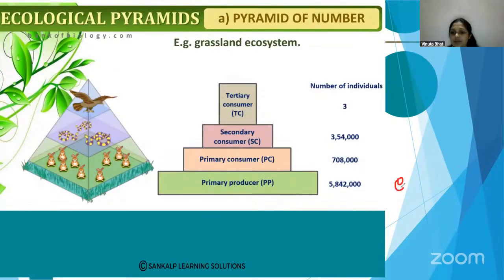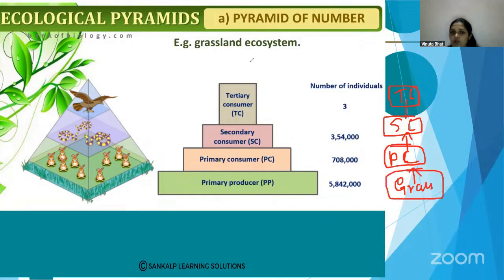Write this food chain. Grass is eaten by the primary consumer, which may be a rat, a deer or any herbivore. Then the secondary consumer depends on the primary consumer, like a lion or tiger. Then the tertiary consumer. These are all the different trophic levels in the food chain.